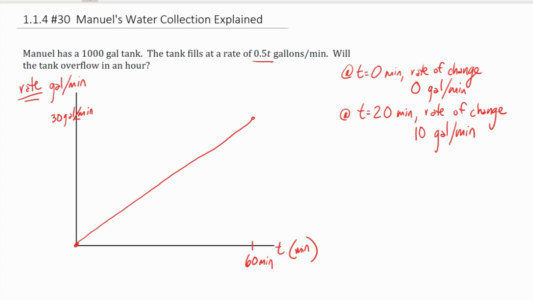So will the tank overflow in an hour? There are many different ways that you're supposed to explore this at this point. You don't need to find the equation for the total amount of gallons. It's kind of beyond you at this point. You will learn more about that near the end of the year or even next year when you take calculus. So for now, what I would expect you to do is just think about what's happening at each minute.